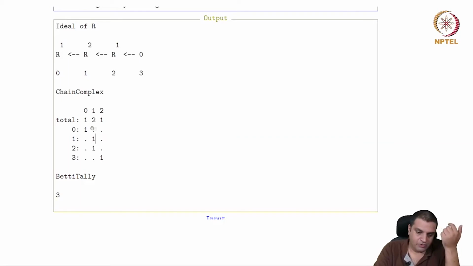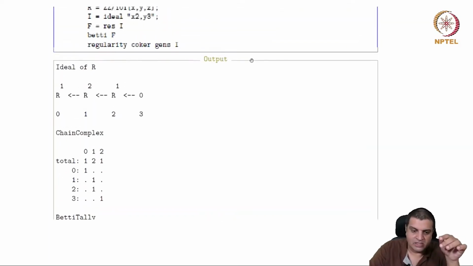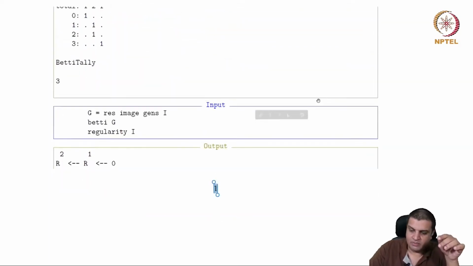And if you notice, this has already taken the j minus i difference. Remember, in column i, row index j, it is already beta_{i,i+j}. So in other words, regularity is just the index of the bottom row. One can look at the Betti table of a module and immediately tell what the regularity is. Regularity here is 3.